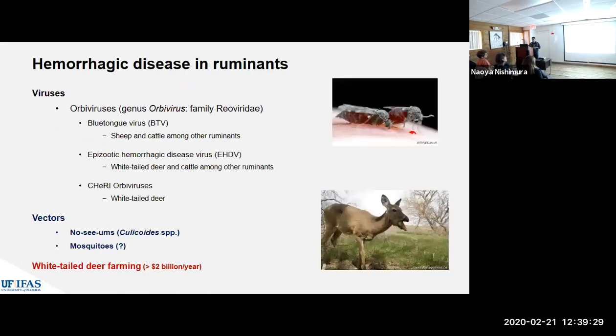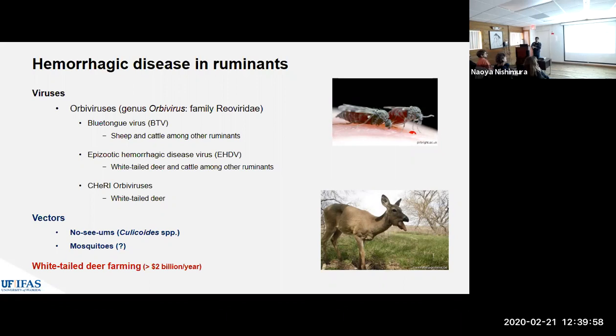So my postdoctoral work has mainly focused on hemorrhagic disease occurring in ruminants. As Theo and Augustine pointed out, hemorrhagic disease is mainly caused by orbiviruses in the genus Orbivirus, family Reoviridae. This disease occurs mainly in ruminants, right? So mainly bluetongue virus and epizootic hemorrhagic disease virus are endemic in the United States.